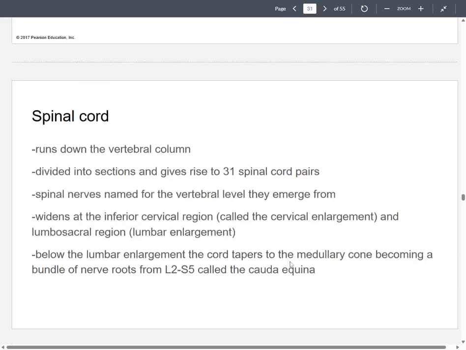Scrolling back up. Now, when we are looking at the spinal cord, you're going to find a slight enlargement at the inferior end of the cervical region. So about C6, C7, it's going to enlarge itself just a little bit. It's called the cervical enlargement. And then you're going to find that it actually enlarges again down by the lumbosacral region.